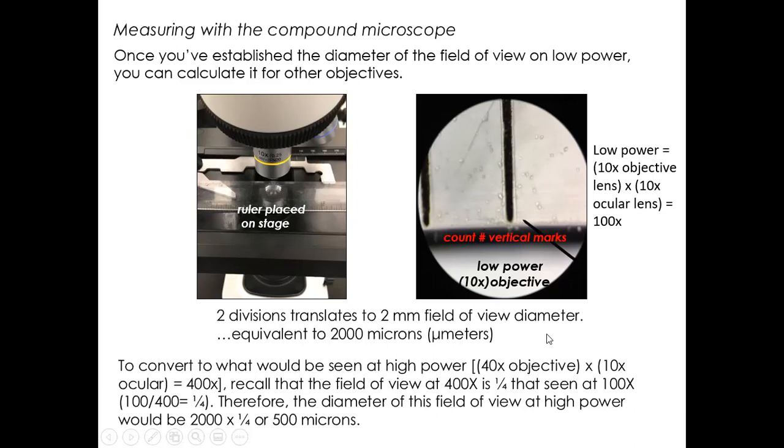Easy enough. And you can do it the other way too. If you want to know what you're seeing on the 4x objective, you can take this 2,000 micrometers, and 4x is 2.5 times lower than the 10x. You're seeing 2.5 times more than you would on the 10x lens. So you would just multiply that 2,000 by 2.5, and you get what, 5,000 micrometers or 5 millimeters on the 4x lens.